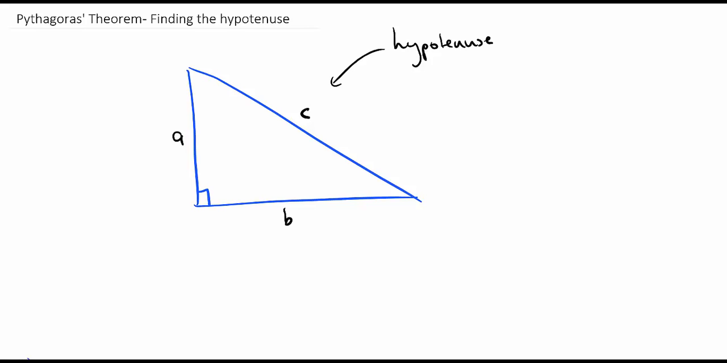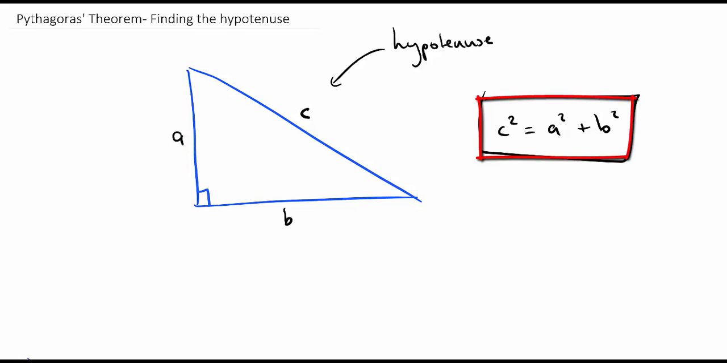Pythagoras' theorem states that the square of the hypotenuse, so C squared, equals the sum of the square of the other two short sides, A squared plus B squared. I want you to put this in a box, highlight this. This is Pythagoras' theorem. This is very important for this topic. This is the formula that we're going to use to find the hypotenuse.